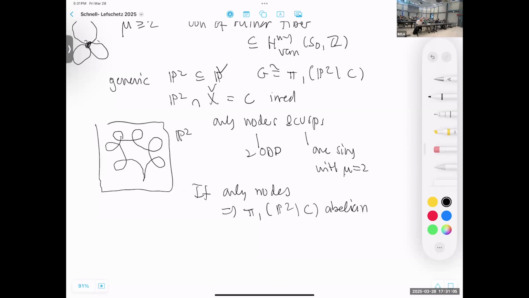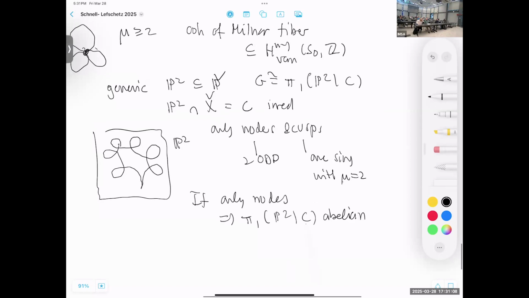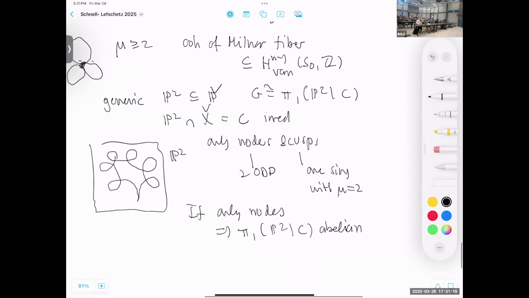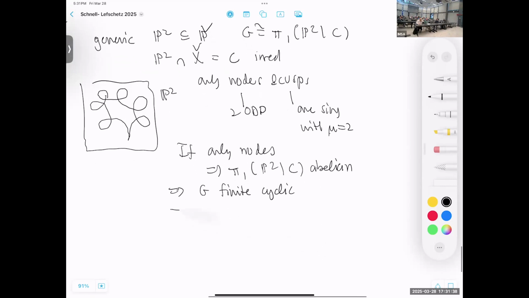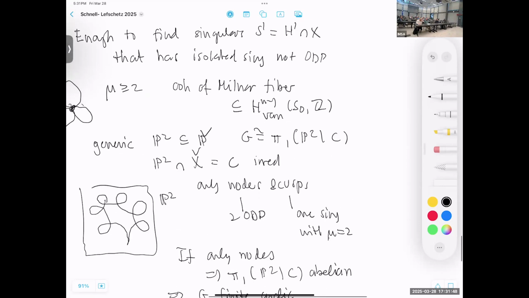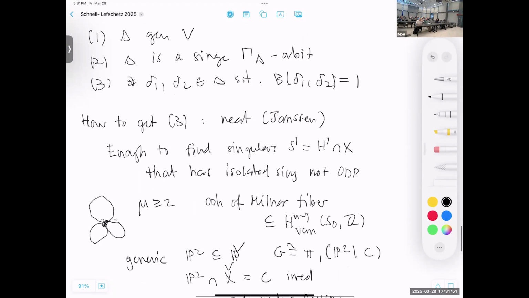Okay, but this cannot happen in our case, because if the complement is abelian and the curve is irreducible, then the fundamental group is actually a finite cyclic group. And if the fundamental group is finite cyclic, then G is finite cyclic. So all these elements in monodromy would have finite order. But in the even case, the Picard-Lefschetz transformation is of infinite order. So this case cannot happen. Okay, so this would imply that G is finite, so all of these elements are of finite order, but that's a contradiction in the even case. So this is how Janssen shows this third condition, that there are two vanishing cycles that have intersection number 1.